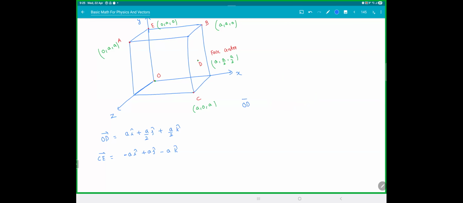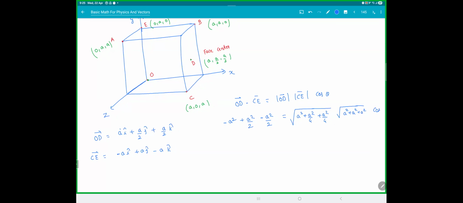So we have to do OD bar dot CE bar is mod OD bar mod CE bar and the angle between them. So this will be A i plus A by 2 j. So do the dot product: A into A minus A square, A by 2 into A square by 2, A by 2 minus A square by 2. Mod OD bar will be root over A square by 4 plus A square by 4. You have to square the coefficients. CE bar will be root over A square plus A square plus A square.